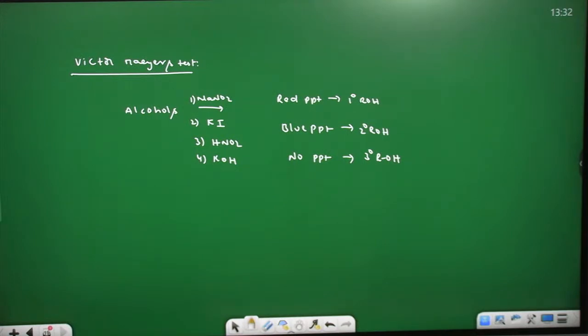Yeah, these named reactions are enough. Varshit, these reactions are enough.